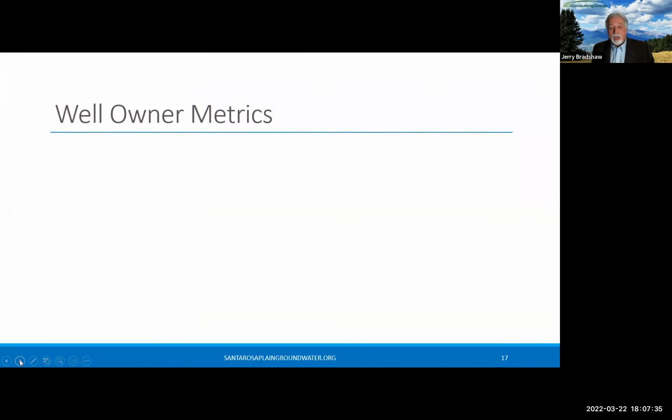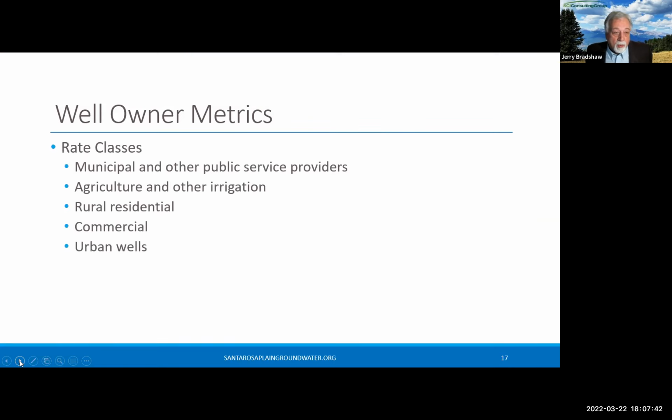On the next slide, we'll talk about well owner metrics. The first chunk here is where we define the rate classes. If you would click forward, yes. Pardon me. We divided it into 5 rate categories. The first one is municipal and other public water service providers that pump water out of the ground. There's many of those. The next one is agriculture and other irrigation. And the third category is rural residential. And then finally, there's some commercial enterprises, obviously, out in the non-public water service areas.